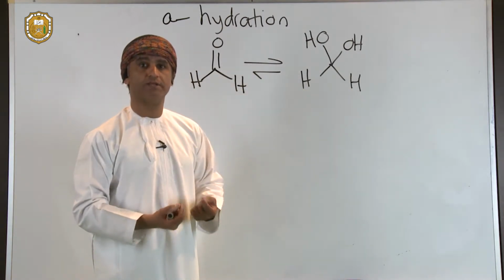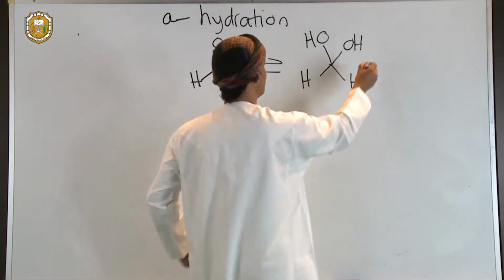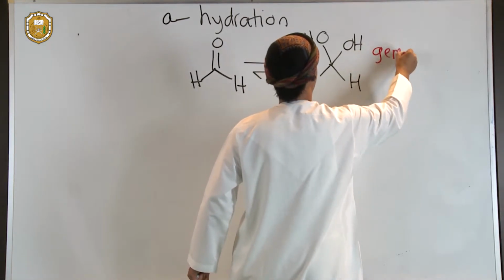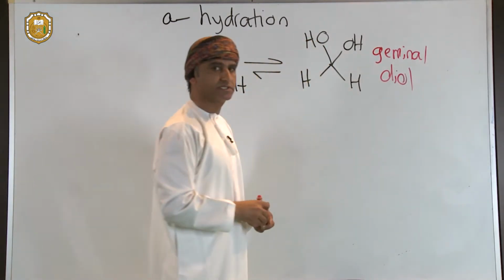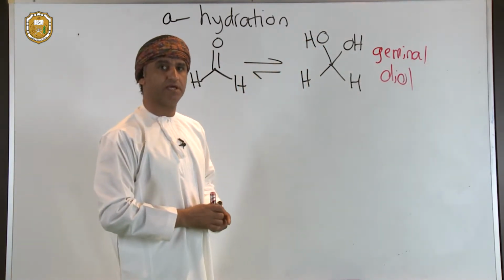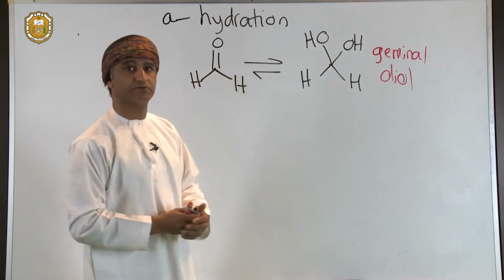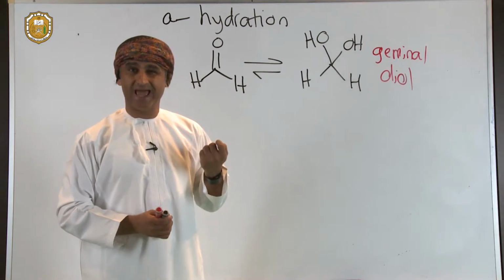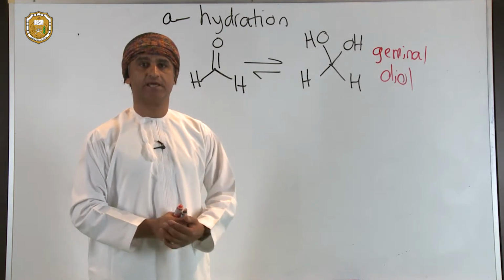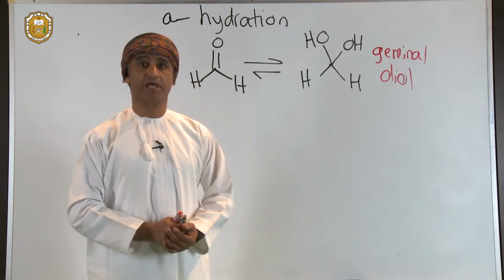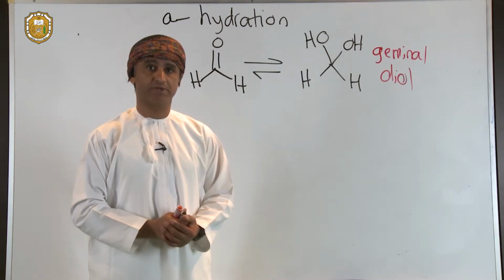This is called a 1,1 diol or a geminal diol, or gem diol, where there are two hydroxyl groups attached to the same carbon. Now this hydration reaction is very important in the case of formaldehyde. It is, however, less important in general aldehydes and much less important in the case of ketones, and that's due to steric hindrance, steric bulk around the carbonyl group.